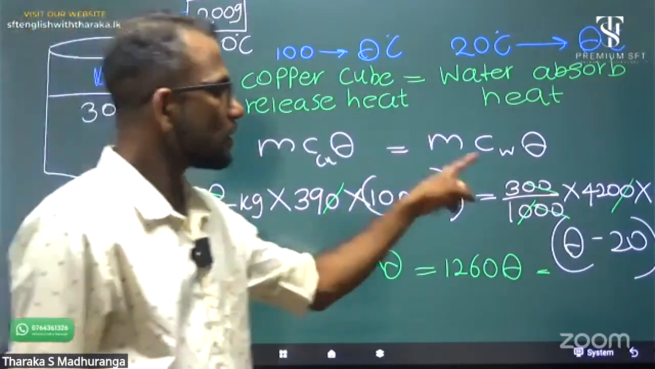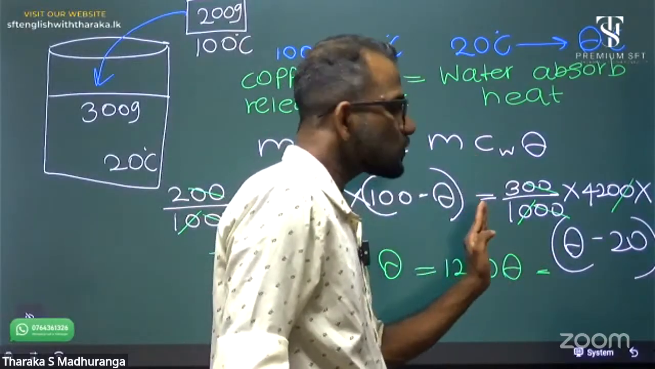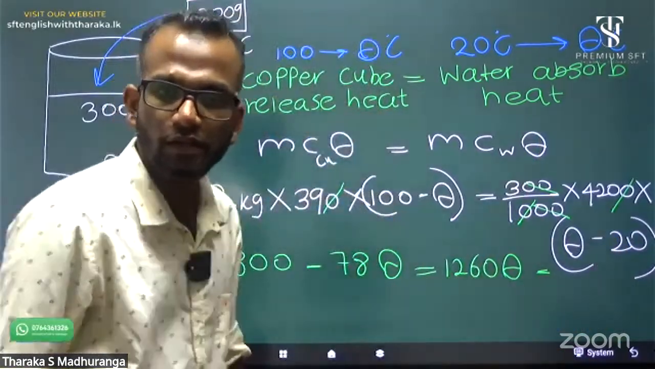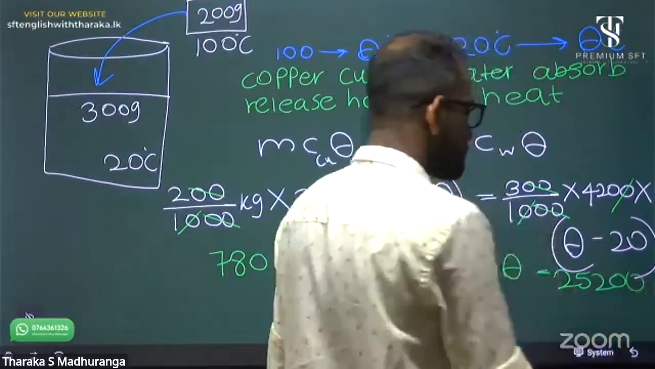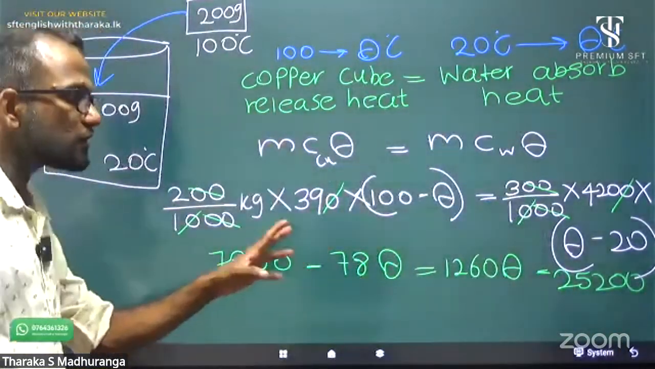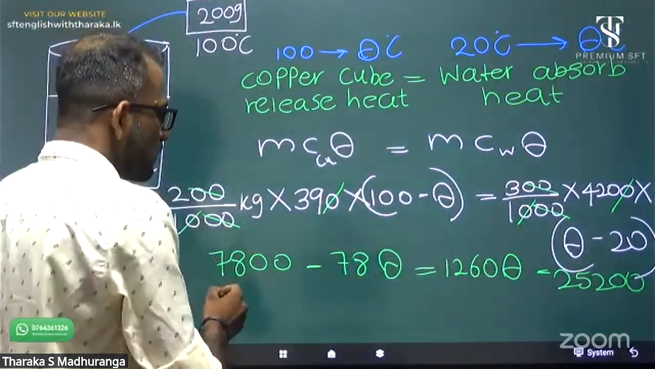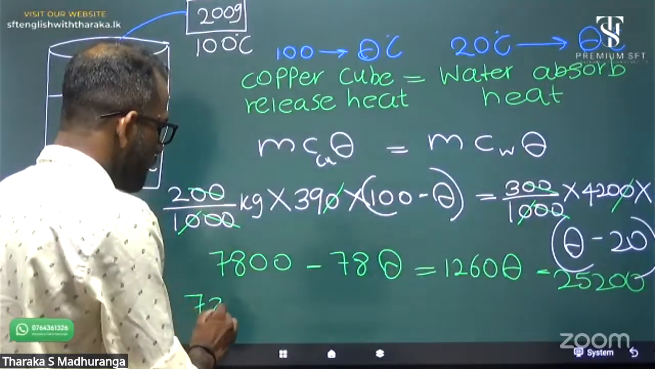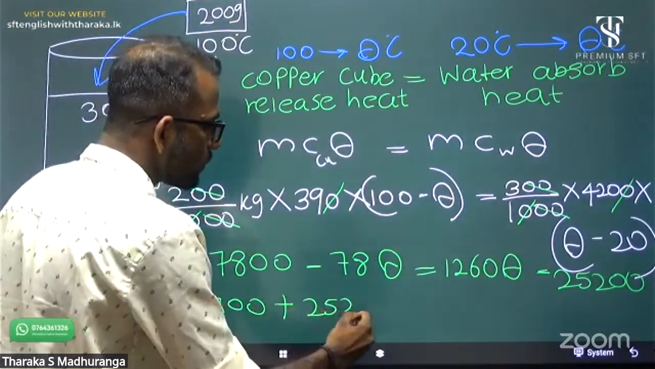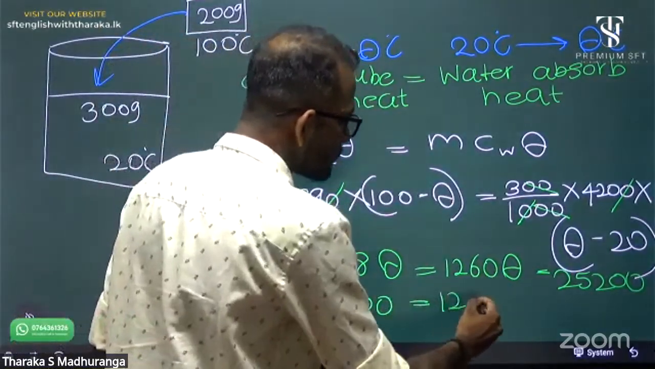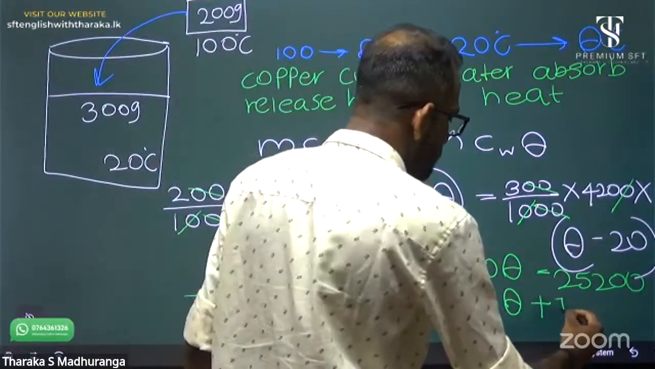1260 theta, and 1260 into 20 is 25,200. Okay, now what's the next step? Get the theta terms to the same side. So 7,800 plus 25,200 equals 1,260 theta plus 78 theta.